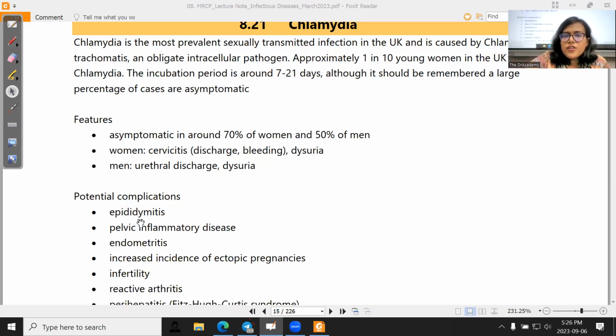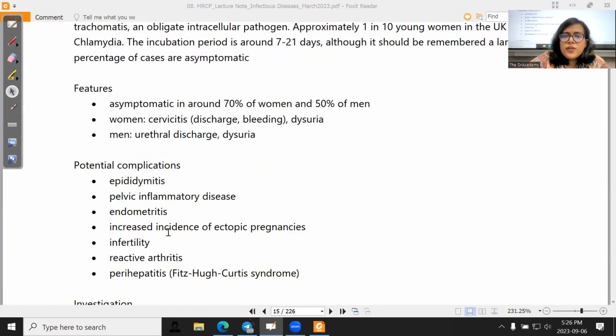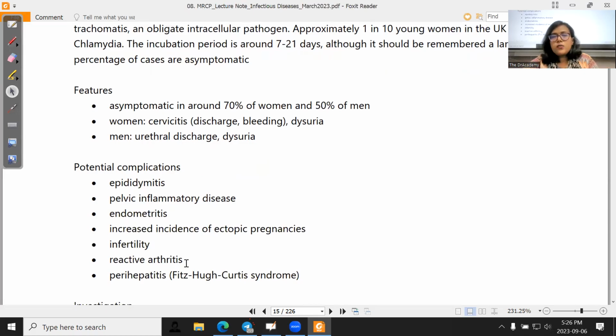So potential complications like epididymitis in case of male, pelvic inflammatory disease or PID in case of female, endometritis, increased incidence of ectopic pregnancy, infertility, reactive arthritis, very, very important, okay? What is reactive arthritis? In rheumatology, I have discussed this.